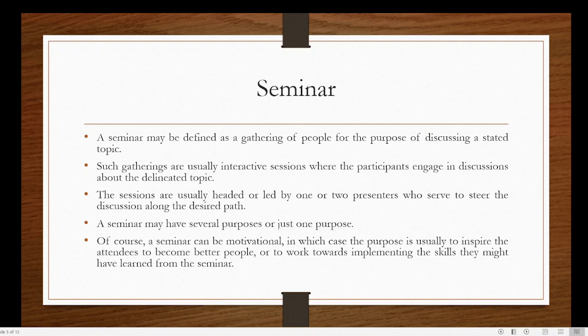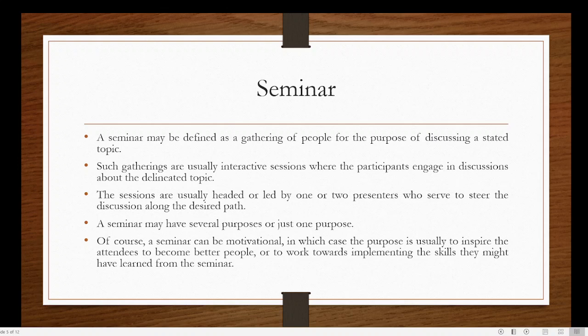A seminar will help people to get connected with other people who are working in their area of interest. A seminar may have several purposes or just one purpose. It can be motivational. Motivational means, for example, the importance of biodiversity, the importance of saving our forests, the importance of conserving mangroves. These are all motivational. Other than giving some awareness, they may not have much more.